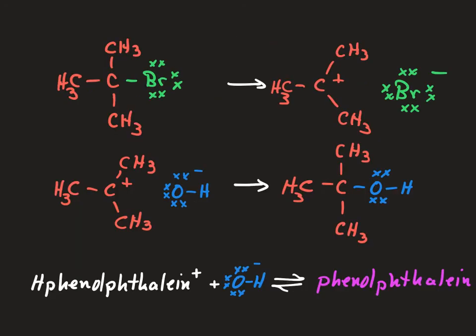So here's the mechanism for that reaction. Our leaving group will leave a tertiary butyl carbocation behind and the bromide ion. In that basic solution, the hydroxide ion will act as nucleophile to complete the substitution. And so our final product will be the tertiary butyl alcohol.